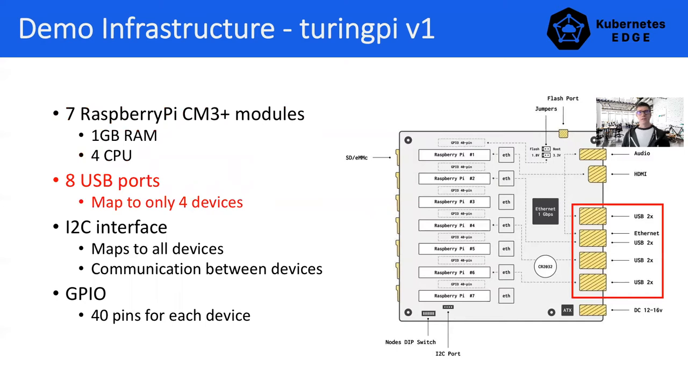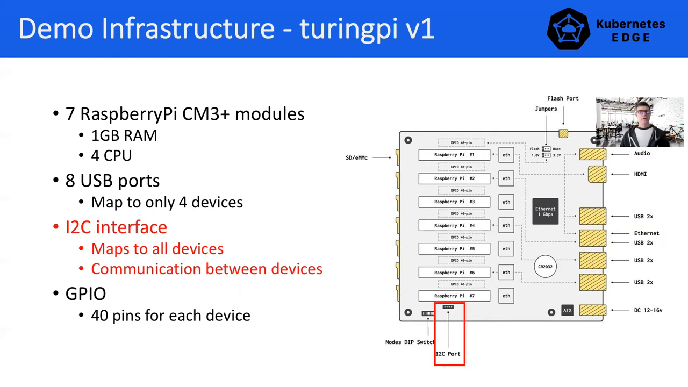So in addition to having the 7 modules, that's the compute, right? Let's look at the attached devices and peripherals. These are the things that I attach to my edge nodes. Here I have a bunch of USB ports. There are 8 ports, but they only map to 4 of the 7 compute modules. So not every compute module has access to USB, and each pair of USB actually only maps to one of the compute modules. For example, here is the compute module at device slot number 2, which has access to the set of USB connectors shown.